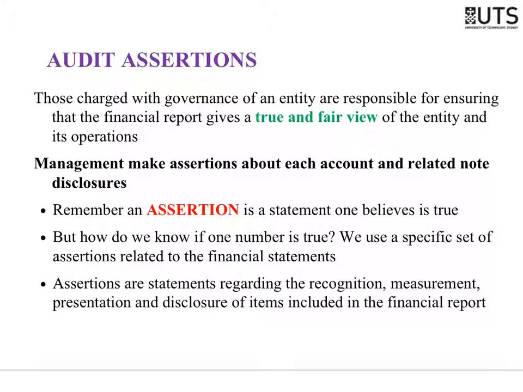Now, I mentioned something to you at the very beginning of class, and I said that when management prepare the financial reports, they are making assertions about what they think is true. Now, what does that mean? When management prepare the financial report, they are saying, this is the sales number I think is true. This is the expense number I think is true. This is the cash number I think is true. They're assertions. An assertion is a statement of what one person thinks is true or a group thinks is true.